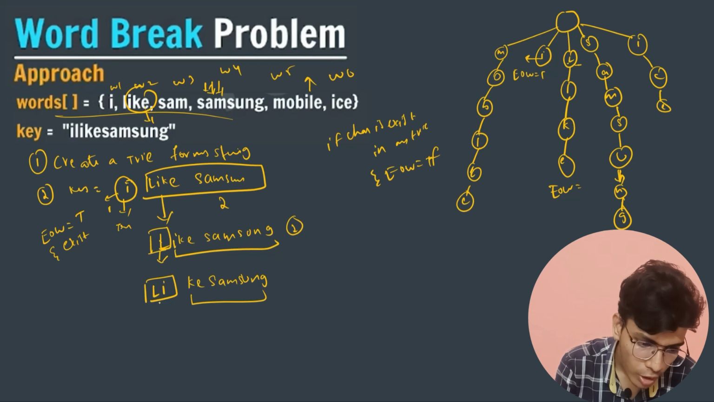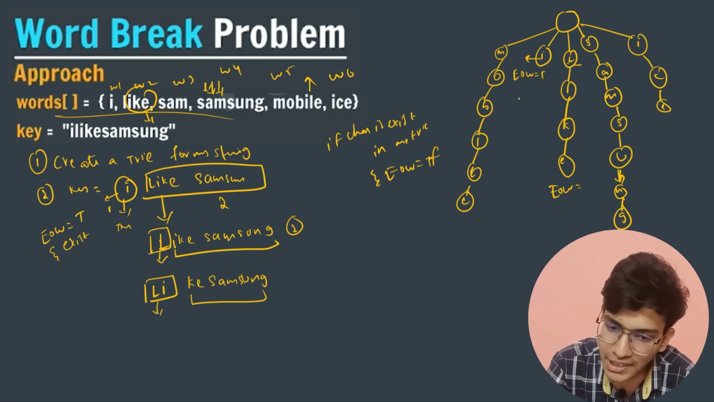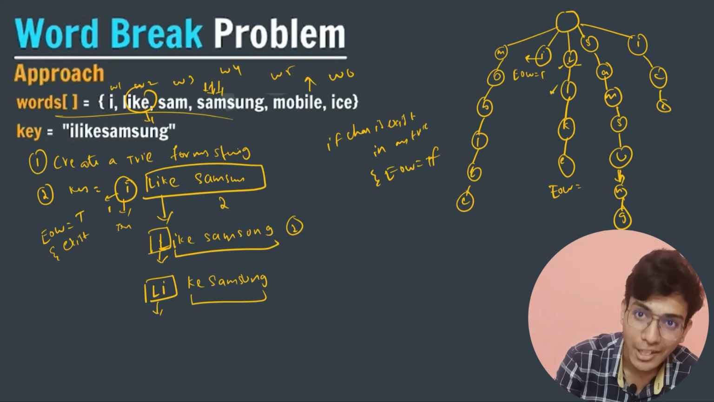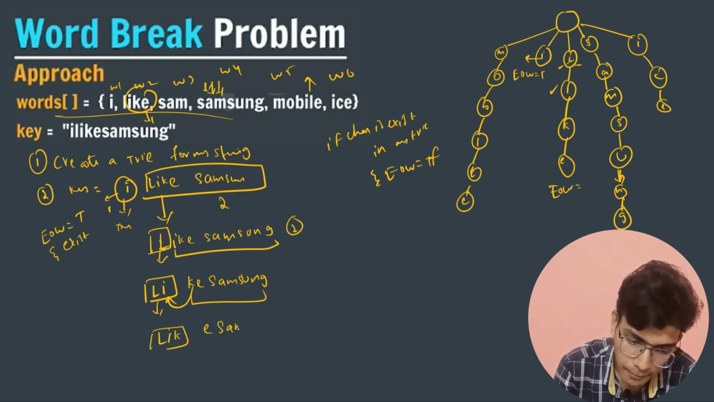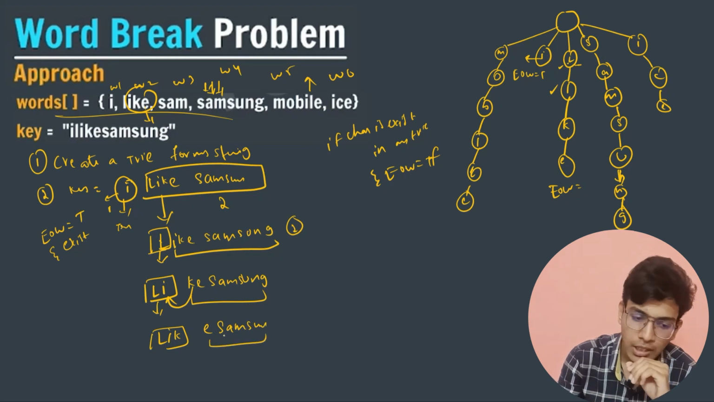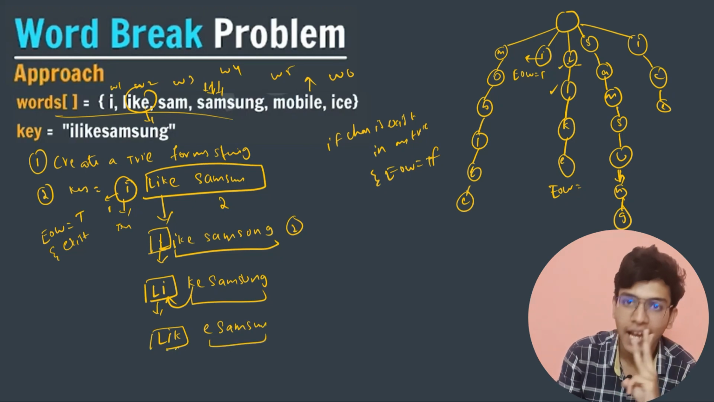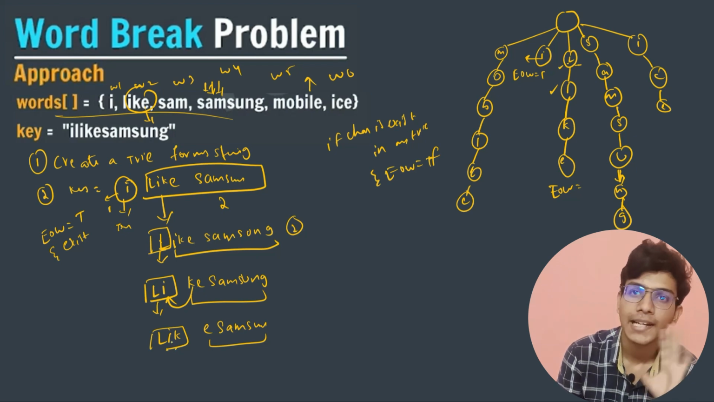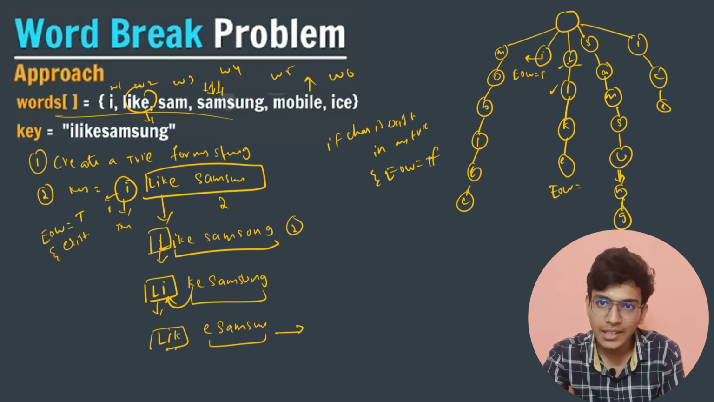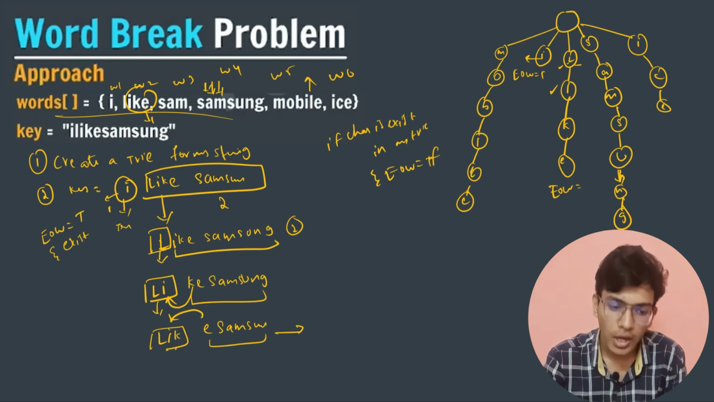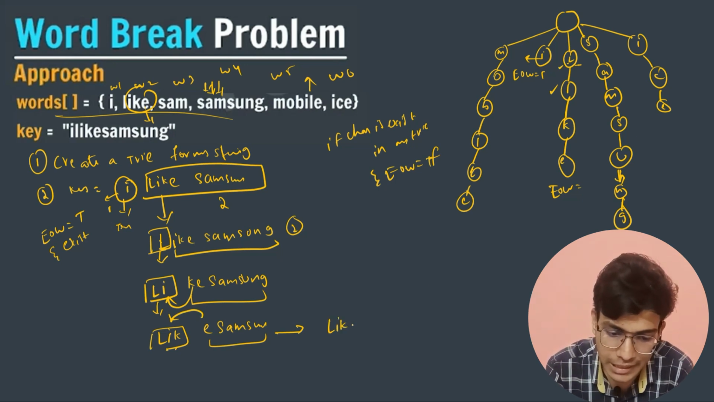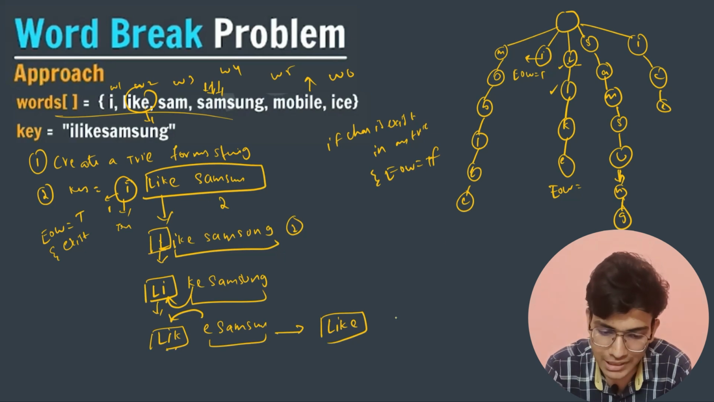Now I will check whether this LI is existing. L is existing, I is existing, but it is not end of word. So I will add K here: LIK, and I will recursively search for my second part. Now L is existing, I is existing, K is existing, but end of word is not true. So recursively again I break that into two parts and add the next character to the first part. So I will add LIKE. This will become my first part, and after that, SAMSUNG will become my second part.